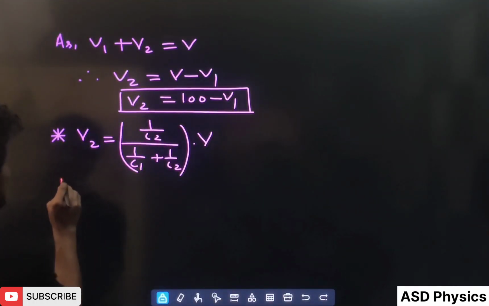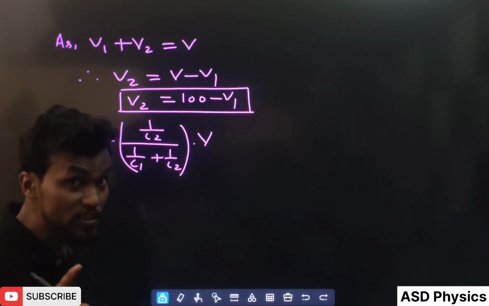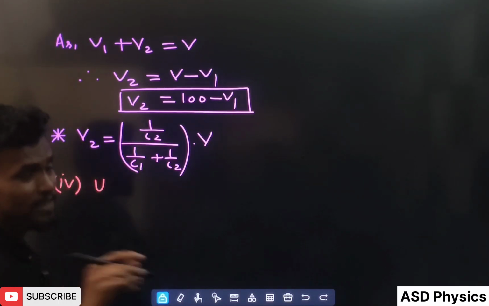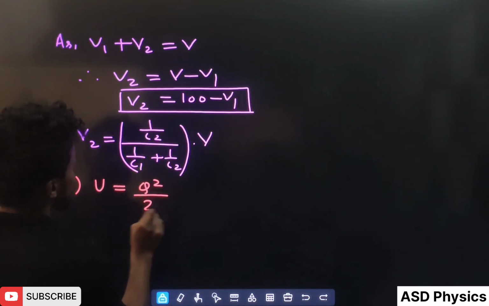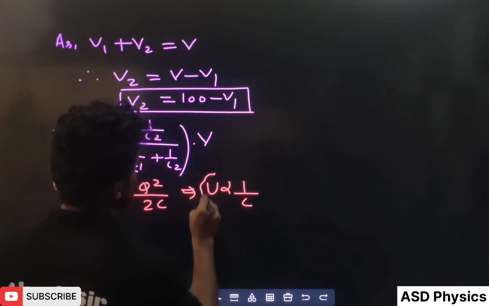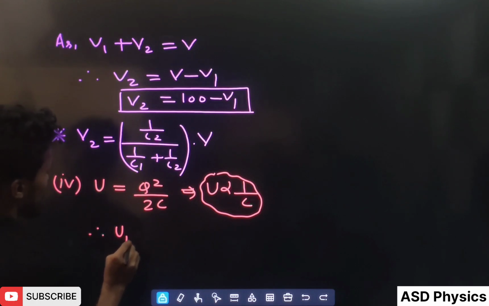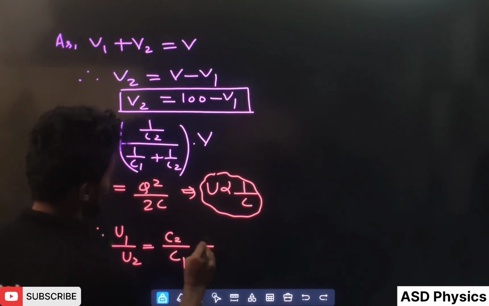Remember that if we go for the energy in series combination, what is constant? The charge is constant. Many times they will ask for the energy ratio. You know very well, U equals Q square by 2C, so U is inversely proportional to C. So we can write U1 by U2 is given by C2 by C1.